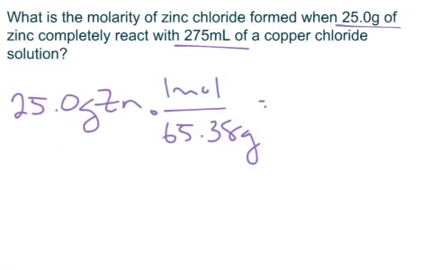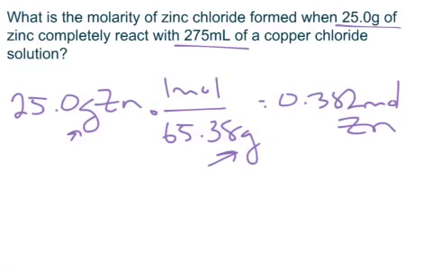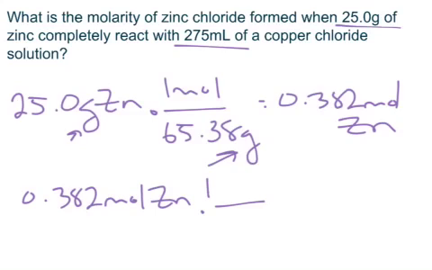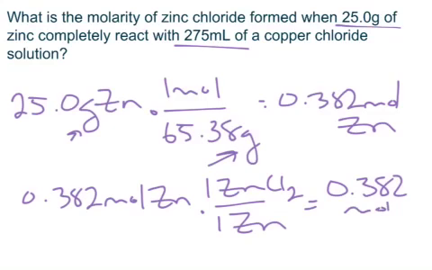So as with every stoichiometry problem, we're going to start with what do I need to use to get to moles? And since we have mass, that means we use molar mass, and it's just zinc, so we don't even have to add anything up. We've got 0.382 moles of zinc. Okay, the reaction was a 1-to-1 ratio. There's going to be 1 zinc chloride made for every 1 zinc, which means we have 0.382 moles of zinc chloride.